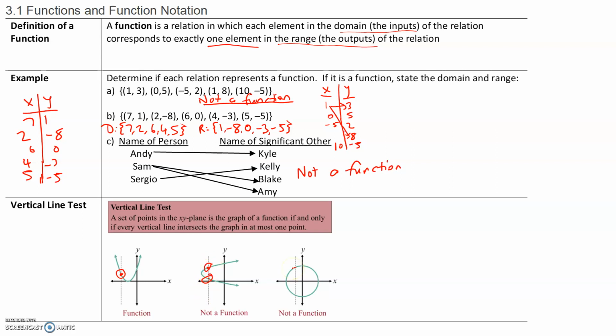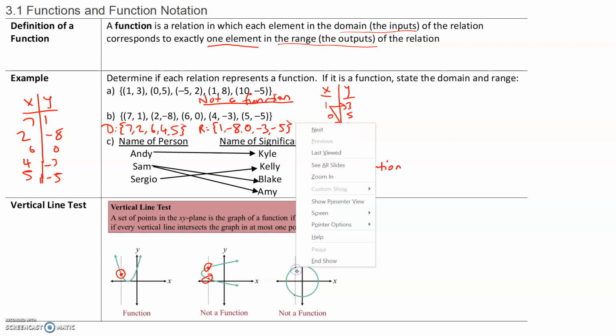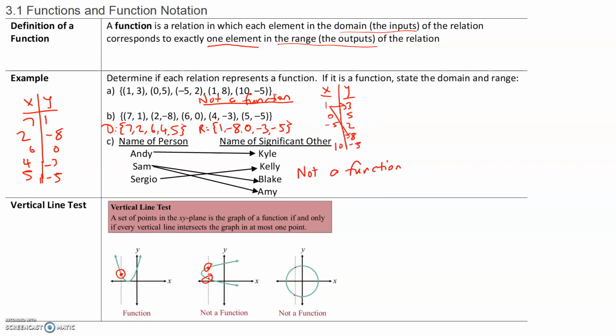Same over here. This vertical line hits the graph more than once, therefore it is not a function. Hits it here and hits it here. Therefore, this is not a function. So this input, whatever that input is, has two different outputs, output number 1 and output number 2, making this not a function.